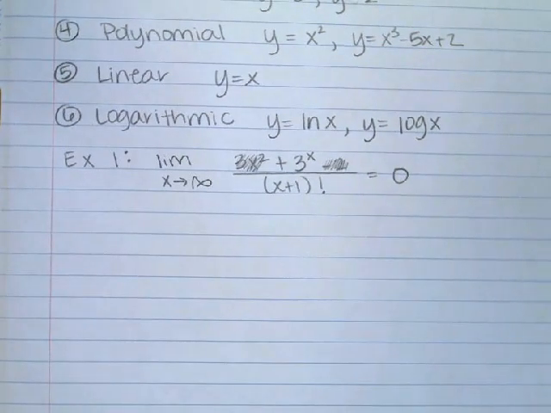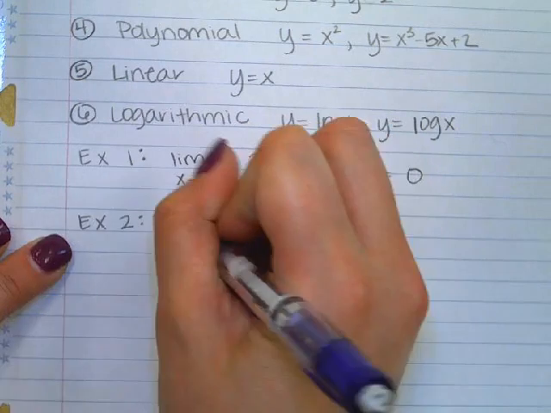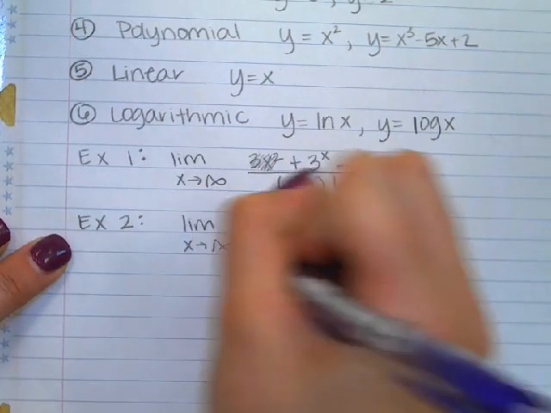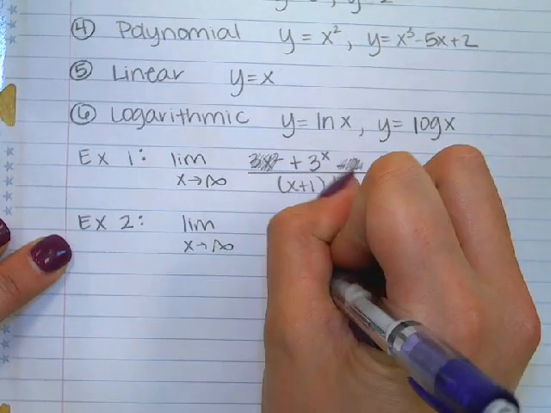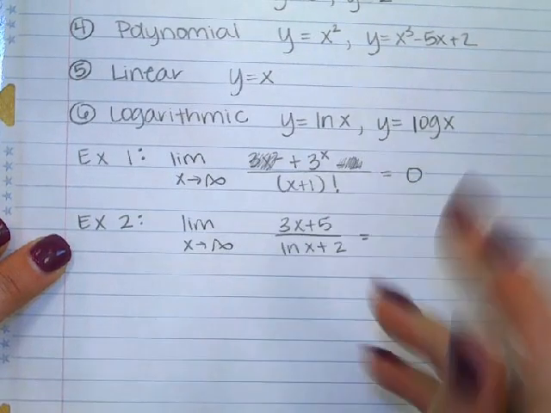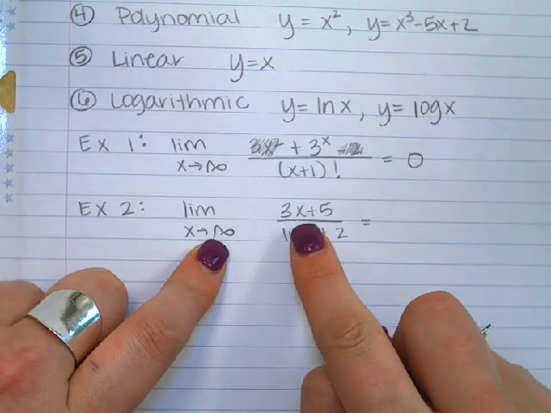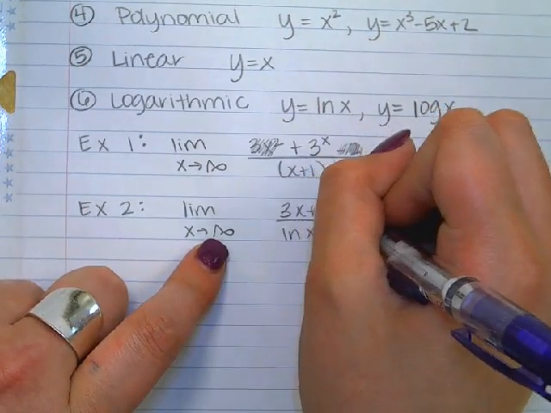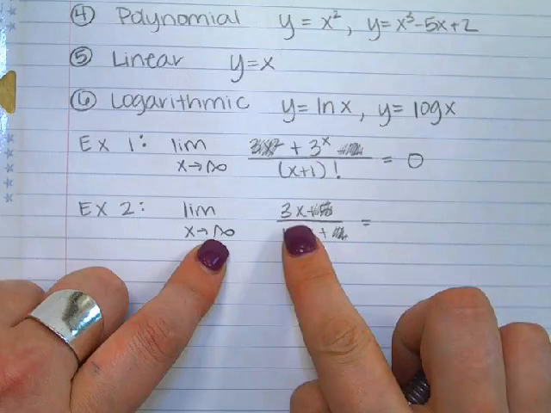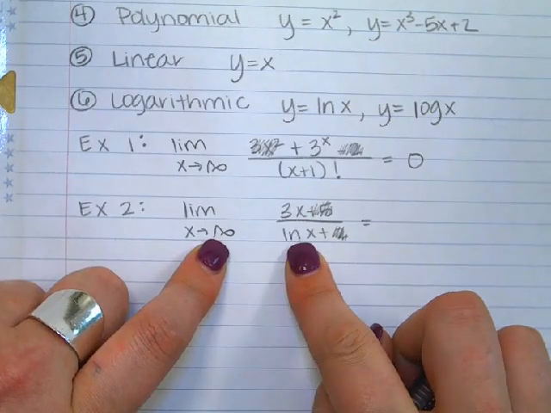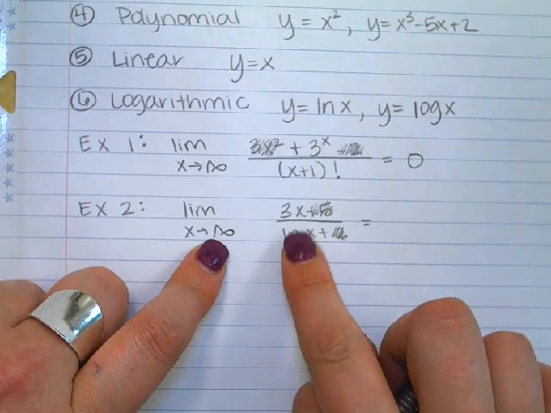All right, for the next example, we're going to say the limit as x approaches infinity of 3x plus 5 over ln x plus 2. So when I look at this one, I'm looking at just what's biggest. So I'm going to ignore the 5 and I'm going to ignore the 2, because when you plug infinity in somewhere, those numbers don't make a difference. On the top, we have a linear function. On the bottom, we have a logarithmic function. Nothing grows slower than a logarithmic, so that means that the top wins.